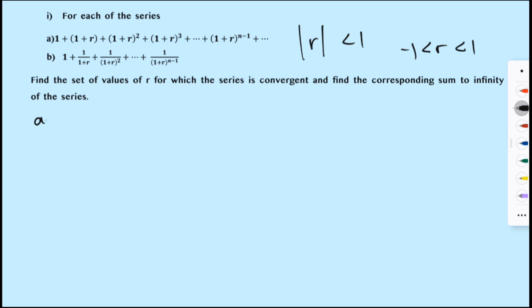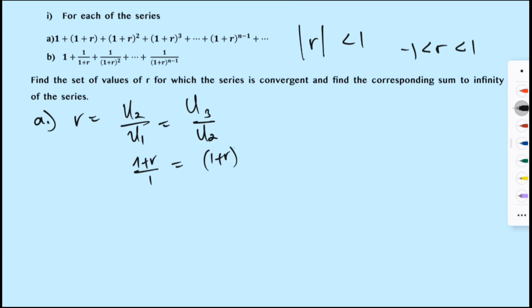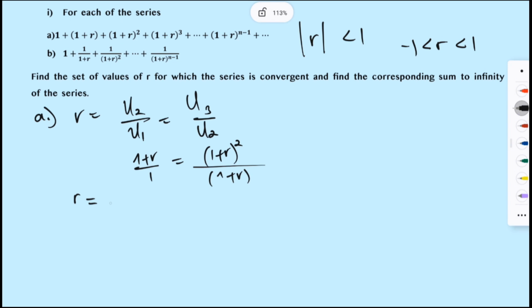So for series number a, if you want to find the common ratio, you just take the second term over the first term, third term over the second term. So 1 plus r over 1 should be equal to 1 plus r, all of this squared, over 1 plus r. So then the common ratio, okay, this looks weird because there's 2r, so I'm just going to put this as c. Common ratio should be just 1 plus r, right?